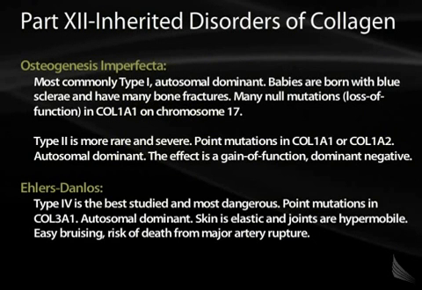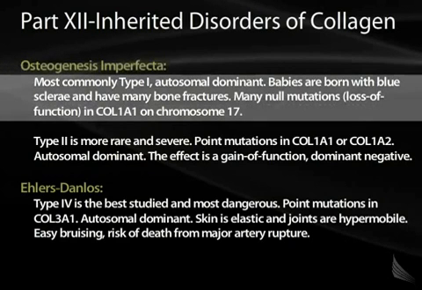So the disorders of collagen that you're going to want to know: OI, osteogenesis imperfecta, and Ehlers-Danlos. OI is most commonly type 1, autosomal dominant. Babies are born with blue sclera, that's the giveaway for the boards, and have many bone fractures. Many null mutations or loss of function mutations are found in the COL1A1 on chromosome 17.